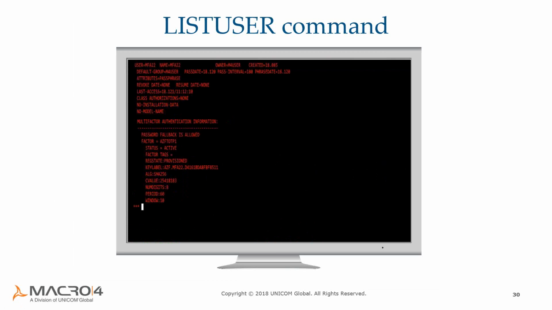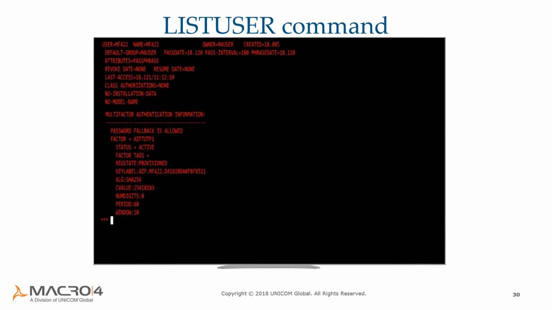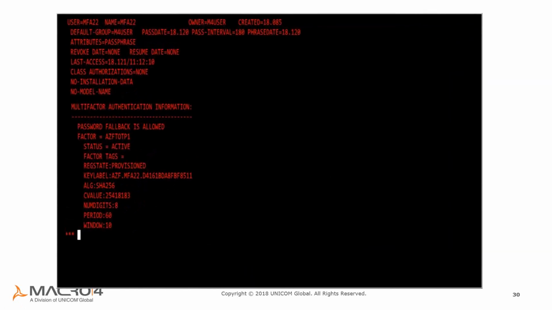You can do the old LISTUSER command for security, and again it tells you about the user, tells you about these factors information, and the big one here is this reg state, which is about two-thirds of the way down. Here it says provisioned. This is the factor. It's the TOTP1, which was the phone.